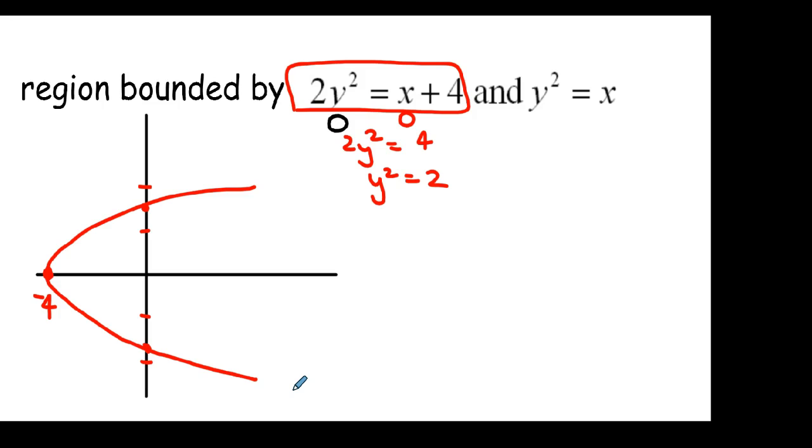Y squared equals x. Well, intercepts don't get me very far on this one. If I put 0 in for x, I get 0. If I put 0 in for y, I get 0. So now what? So pick something else. Put 1 in for x. Y squared equals 1. Well, if y squared equals 1, y equals plus or minus the square root of 1. So when x is 1, y is 1 or -1.